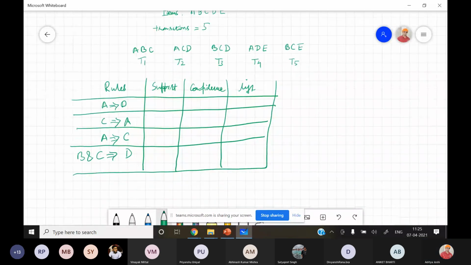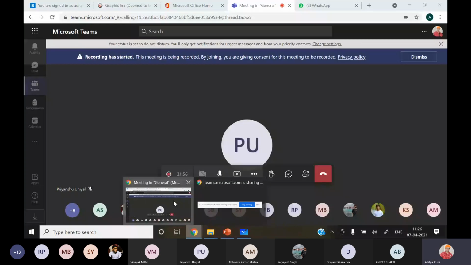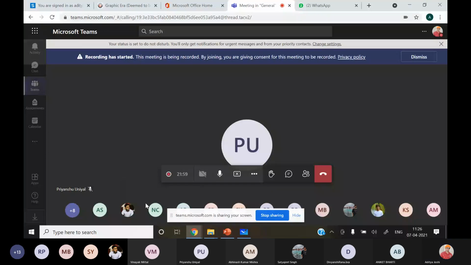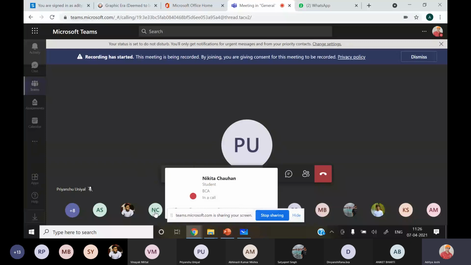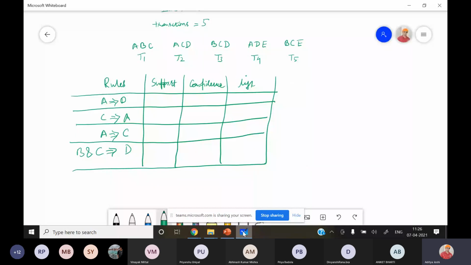So you have to see the formula. What is the formula for support? Any one of you? Frequency of XY upon N, the total number of transactions. So that is the formula: frequency of XY divided by total number of transactions. Write it down.